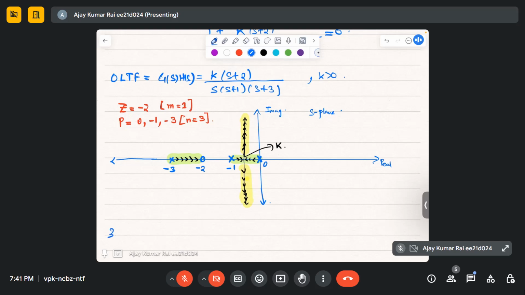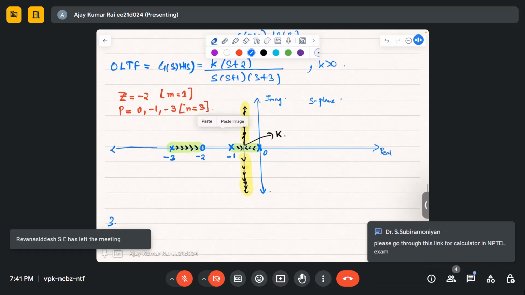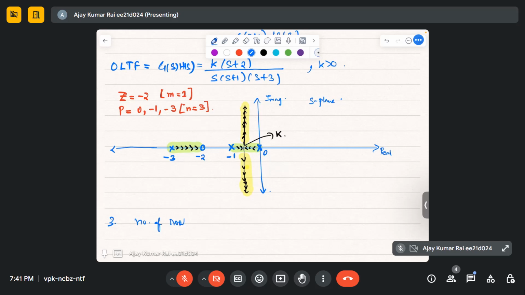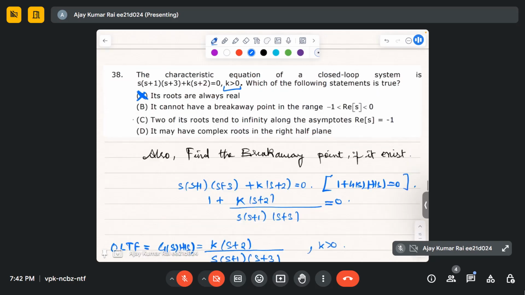The third step was to find out the number of root loci that are going to infinity, right? So how to find out? By using this n minus m. So n is equal to 3, m is equal to 1, so 2. So two root loci will go to infinity, and these are the two root loci that I have drawn here. That also we can confirm. So the second statement is also wrong. It cannot have a breakaway point, it has one breakaway point.